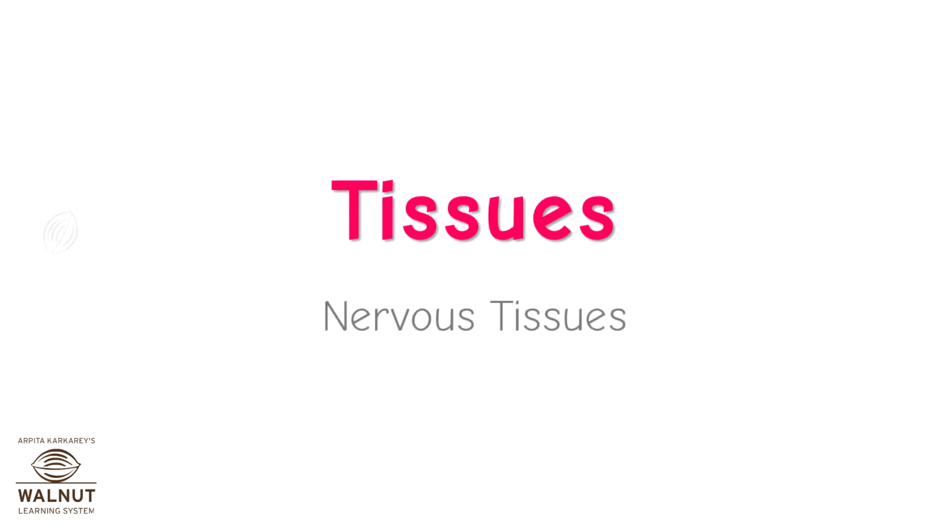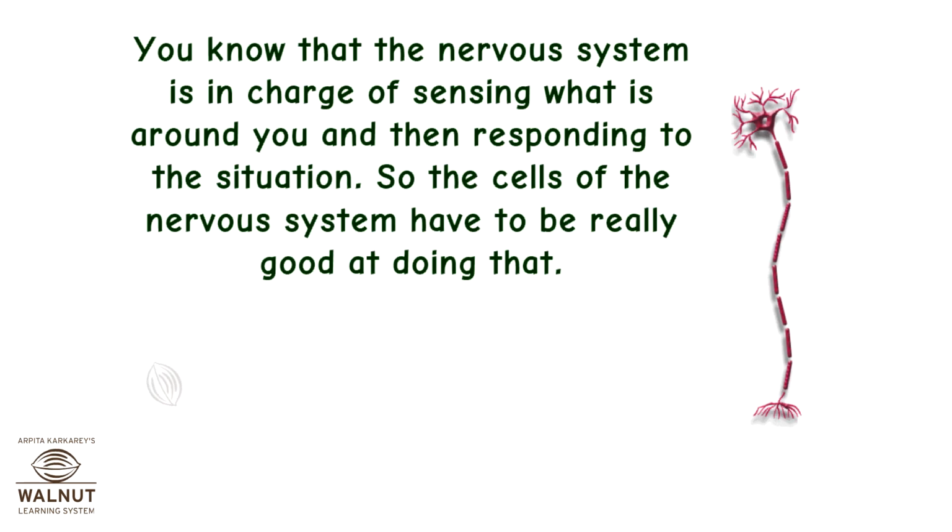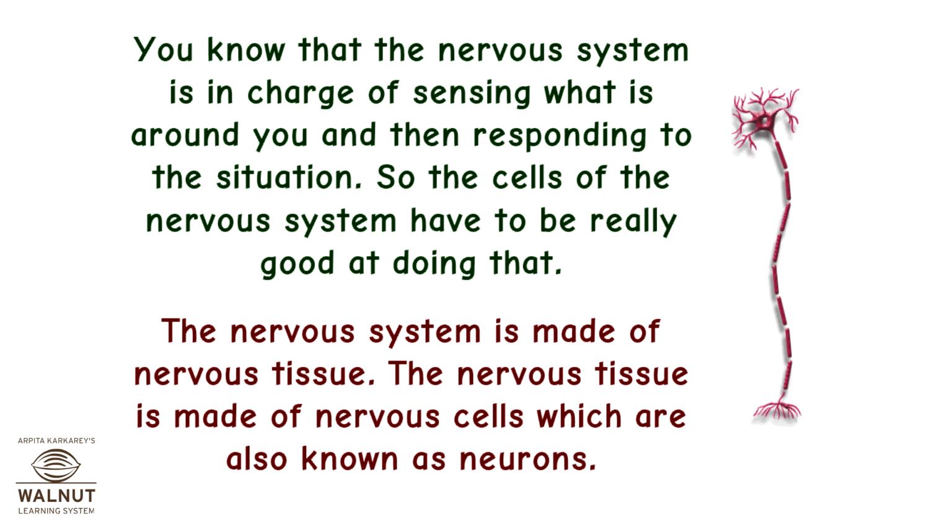Nervous tissues. You know that the nervous system is in charge of sensing what is around you and then responding to the situation. So the cells of the nervous system have to be really good at doing that. The nervous system is made of nervous tissue. The nervous tissue is made of nervous cells, which are also known as neurons.